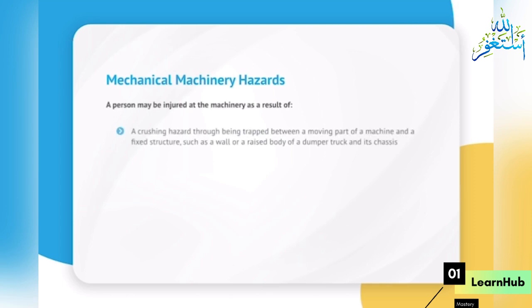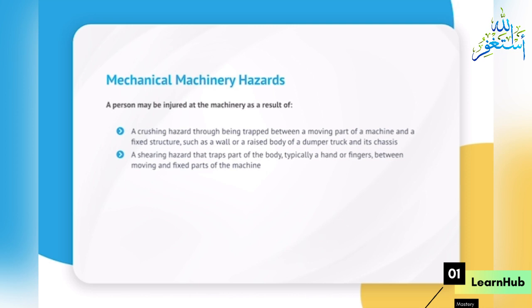A person may be injured at the machinery as a result of a crushing hazard through being trapped between a moving part of a machine and a fixed structure, such as a wall or a raised body of a dumper truck and its chassis. A shearing hazard that traps part of the body, typically a hand or fingers, between moving and fixed parts of the machine.